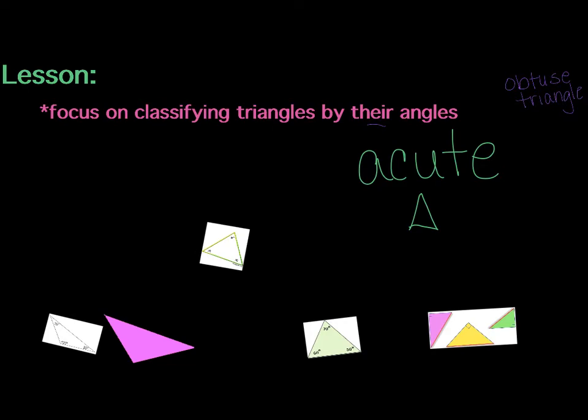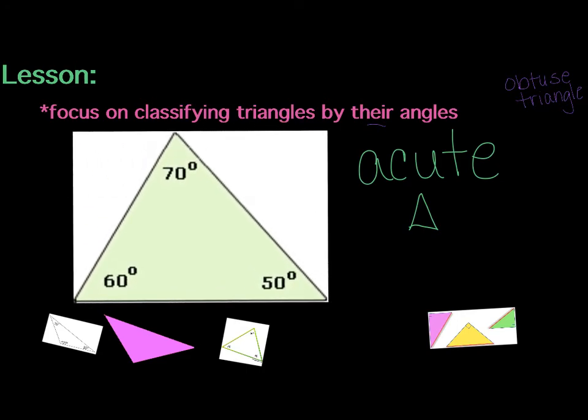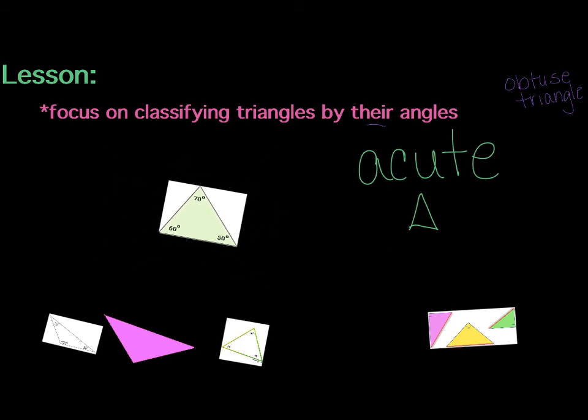So far we have obtuse and we have acute. So let's take a look at another here. Now again, if we look at our angles, this angle here is 60 degrees, from this side to this side. This angle is 50 degrees, and this angle is 70 degrees. So again, I have all acute angles. So what kind is this one? Acute triangle, right? Acute triangle.